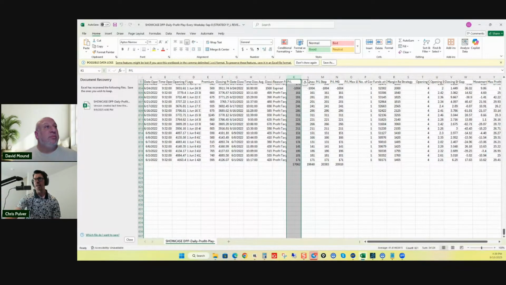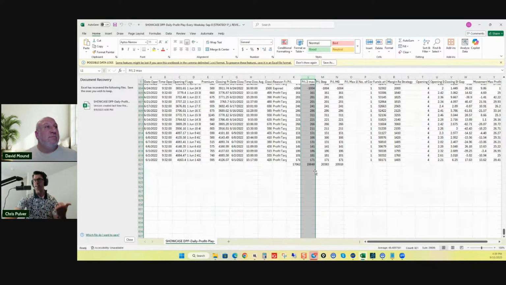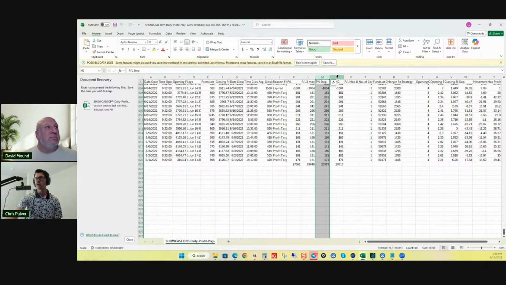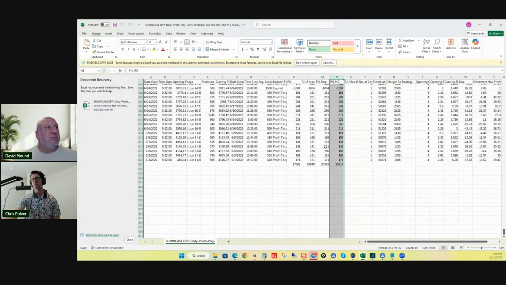If I was willing to take a second contract after a loss, so I lose one day, I show up the next day and take two contracts, I make almost 20 grand. So I do make a little bit more. That to me is worth the profit of doing that. Now, if I go to a third or a fourth contract, if I want to martingale this thing, to me, that type of risk is not worth it.